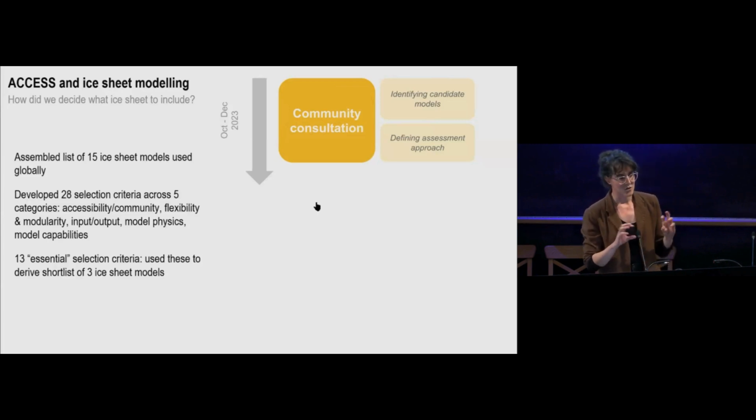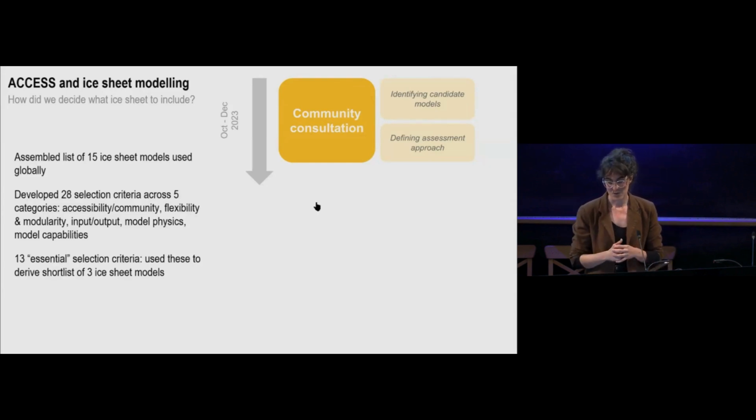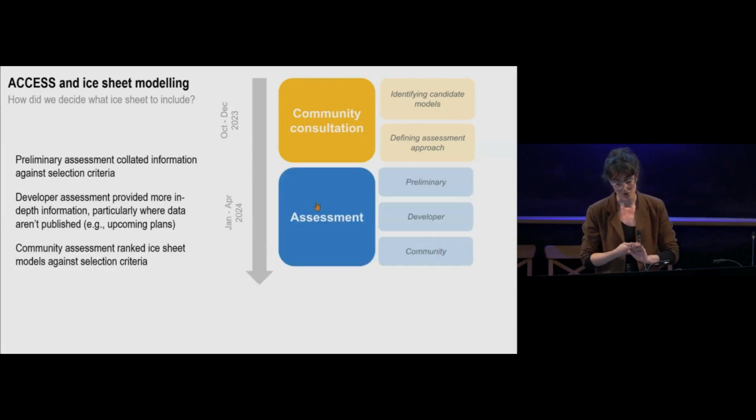From these 28 selection criteria, we designated 13 as essential. That is, to meet our aim of being able to produce decadal to centennial scale projections of sea level and climate change, we really need our ice sheet model to do these things. And then we used these essential criteria to develop a shortlist from that original 15 models, and it turns out there were 3 models that satisfied our essential criteria.